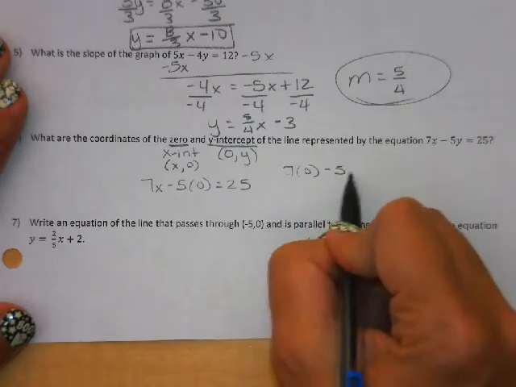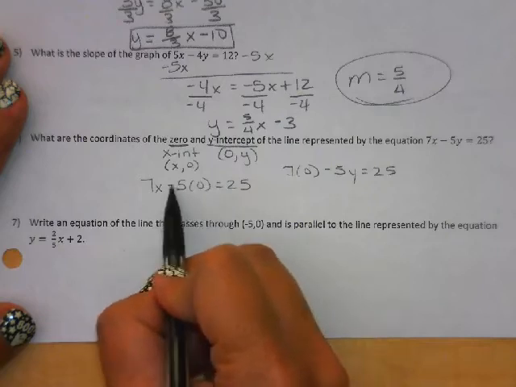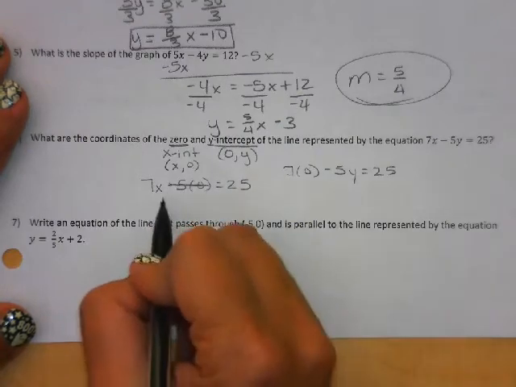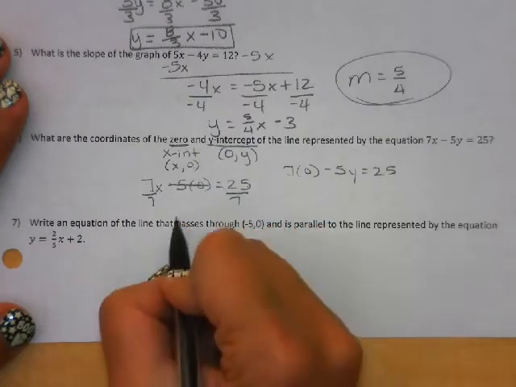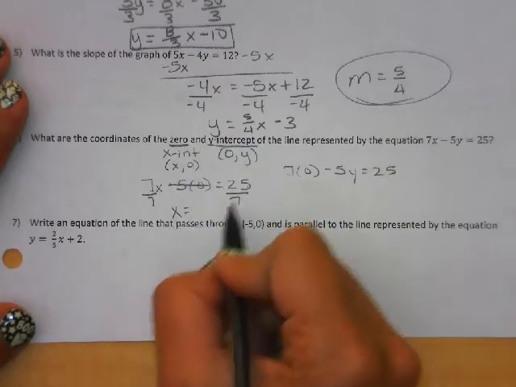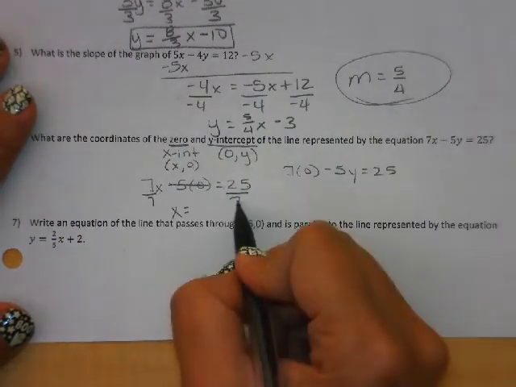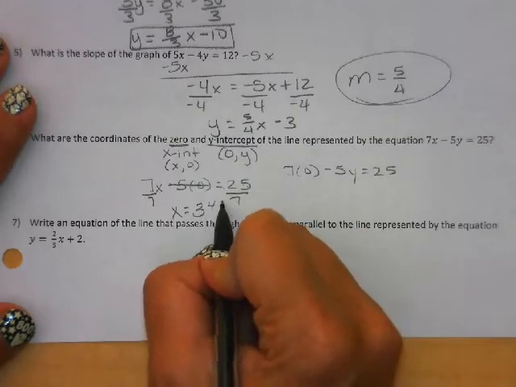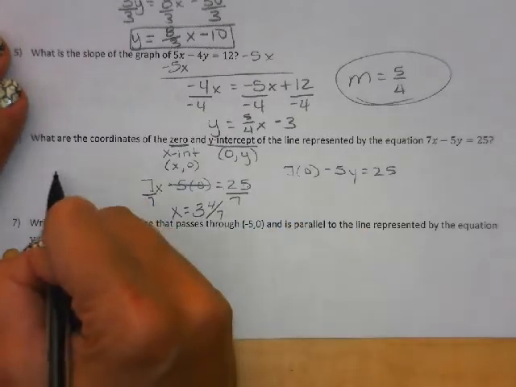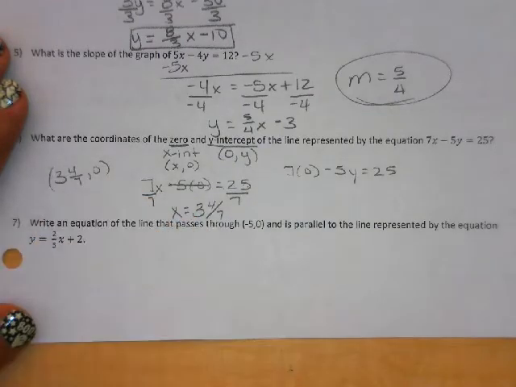And then I'm going to solve for the leftover letter. So anything times 0 is essentially going to go away. So I have 7x is equal to 25. Divide by 7. X is equal to, I can leave it 25 over 7. I can say 7 goes into 25 3 times with 4 sevenths left over. So that is a very, very ugly 0 or x-intercept.